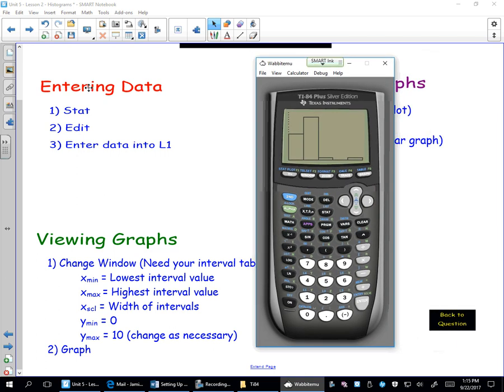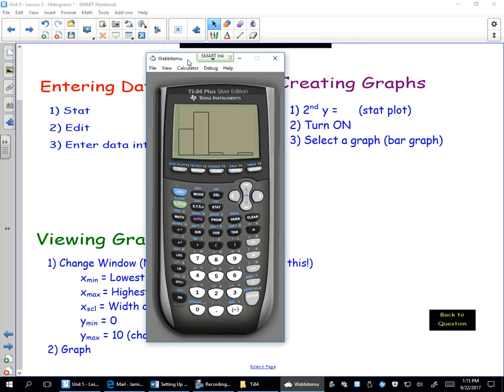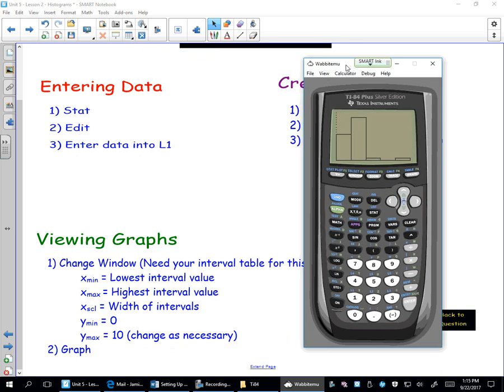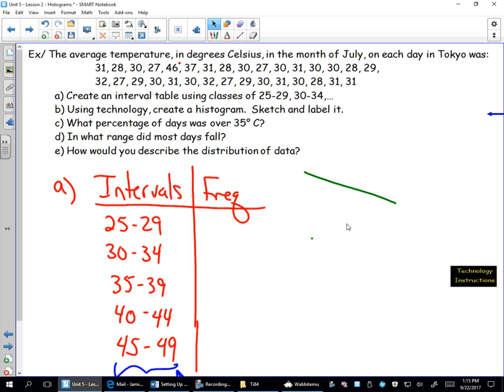Okay, so 3 parts. You got to enter your data, you got to turn on, pick your graph, and then you got to change your window so you can see it. Okay, back to the question. So create an interval table using classes. So we did part of it, but we don't have the frequencies yet. Here's where your technology comes in handy.